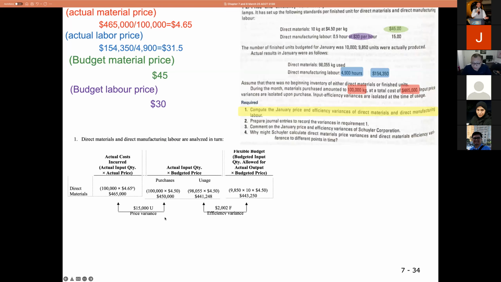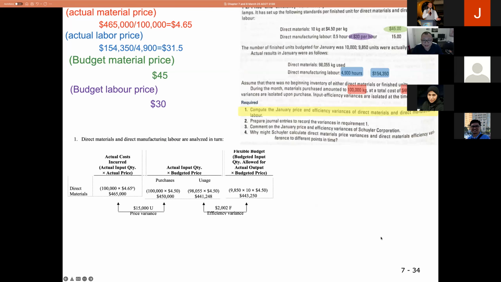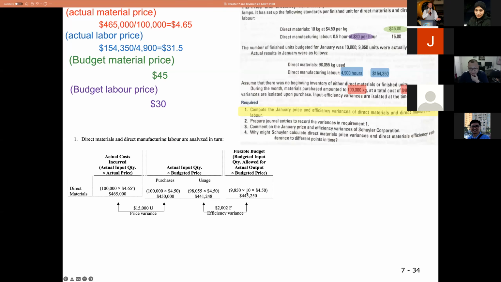So when you do this variance analysis, you have different focus. If you think about the price variance, you are dealing with purchase. If you think about the efficiency, you are dealing with usage. So you can see this is a little bit different. Does this make sense? Just give me a second. Okay, 1, 2, 3. Does this make sense? Awesome. Good job, guys.